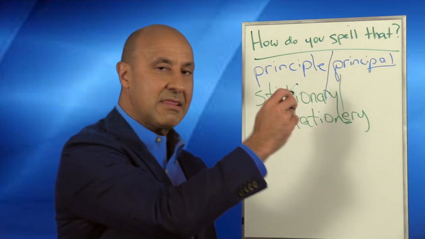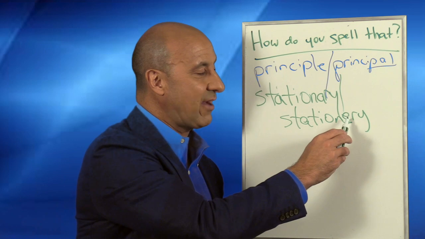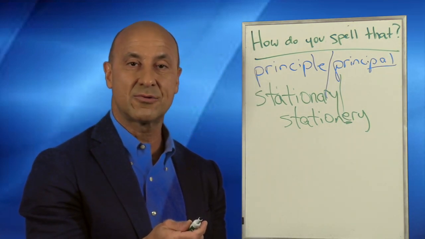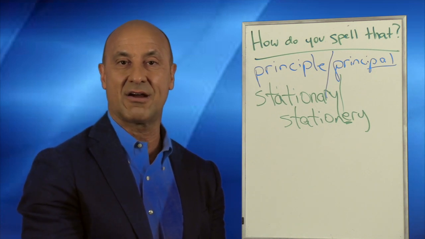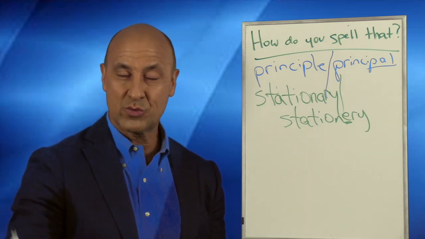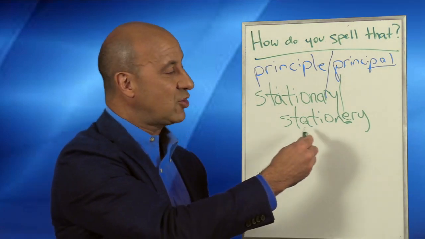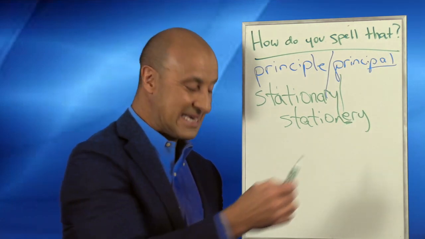So the way to remember this is stationery with an E. The E is the same letter you would use in the word letter, L-E-T-T-E-R, letters. A letter you would write. So when you use stationery to write a letter, you are spelling it with an E.